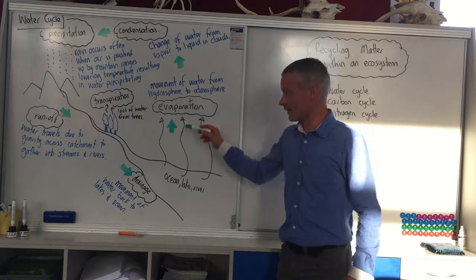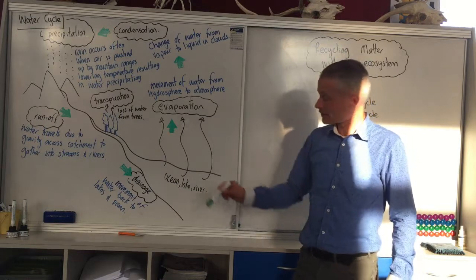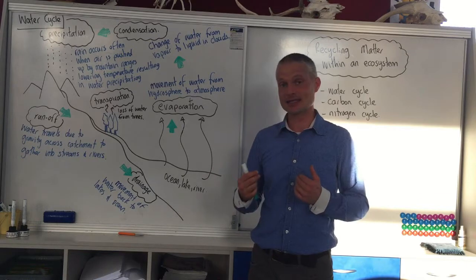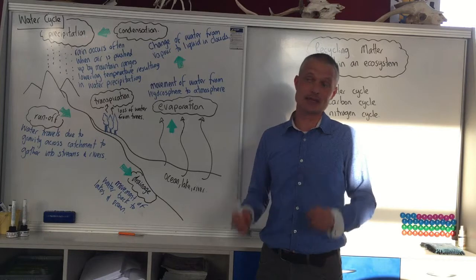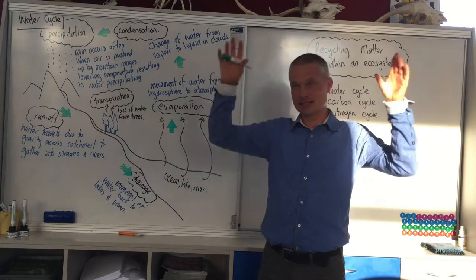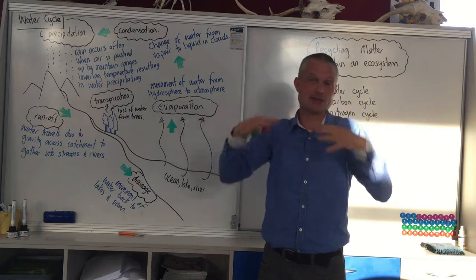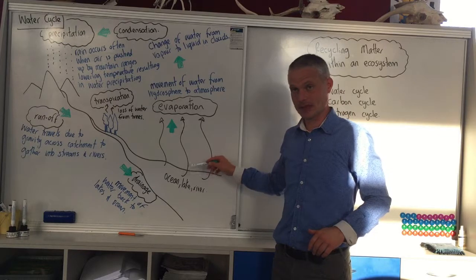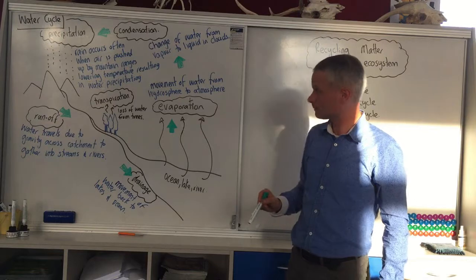So initially, it doesn't really start at any particular point, but if we just pick evaporation to start with: from oceans, lakes, rivers, any standing body of water, as it's heated by the sun, the water is going to change state from a liquid to a gas, and the gas is going to expand up into the atmosphere, where it will continue to move around and collect until the atmosphere can't hold any more of it and it rains. So that movement of water as a gas from liquid water up into the air is called evaporation.